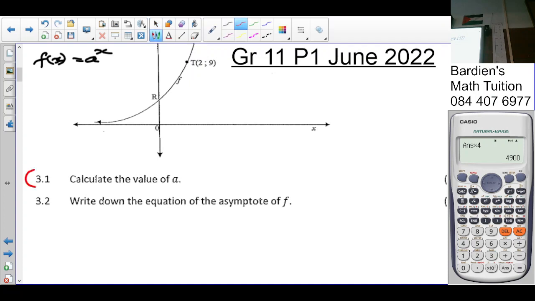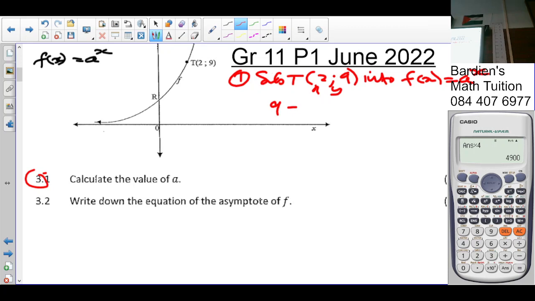So in pursuit of calculating the value of a, we need a point that's lying on this graph. So we're going to substitute T, which is (2; 9), into f of x. Remember that's x and y, so 9 is equal to a squared. Square root it, don't forget plus minus, but we are told that a is positive, so it's only plus. So a is equal to 3.